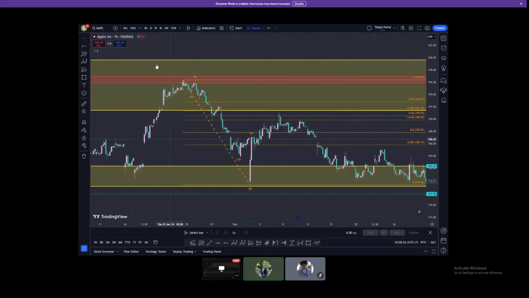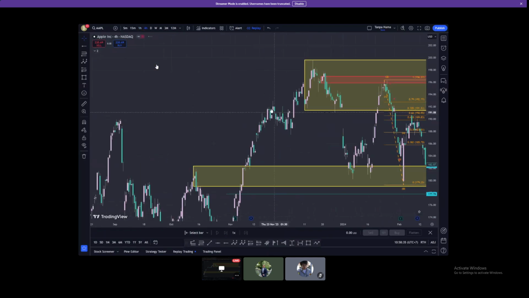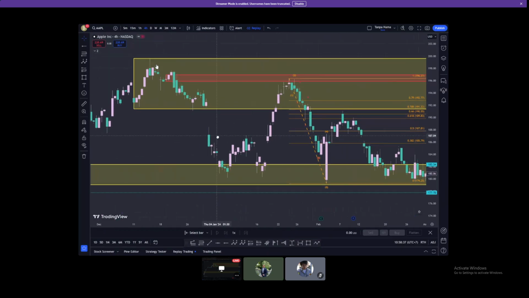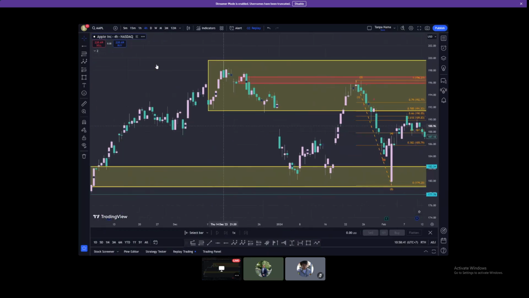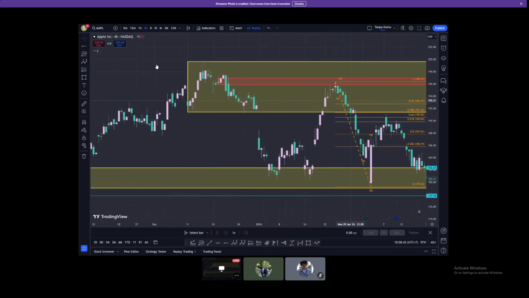Like on the 4 hour chart, I'm going to zoom in. So you see the up candle where you have the wave 4 drawn out, the red wave 4, the up candle in the 4 hour. That up candle is the bearish order block.